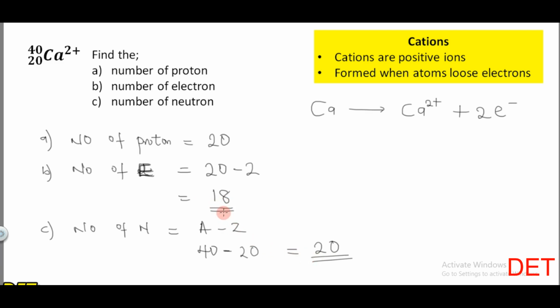18 is the number of electrons in calcium ion, and 20 is the number of protons in calcium ion. So again, cations are positive ions. Cations are positive ions, and they are formed when atoms lose electrons, right? So calcium atom becomes calcium ion when it loses 2 electrons. All right.